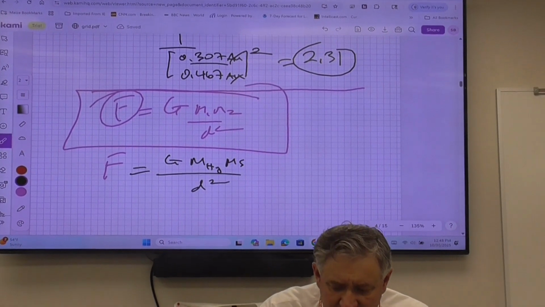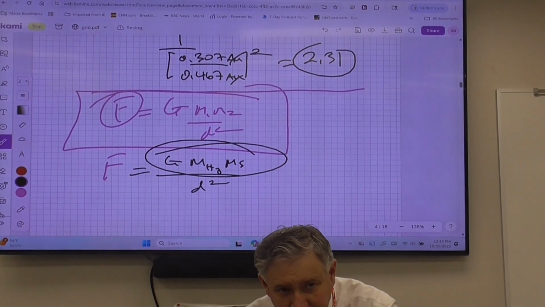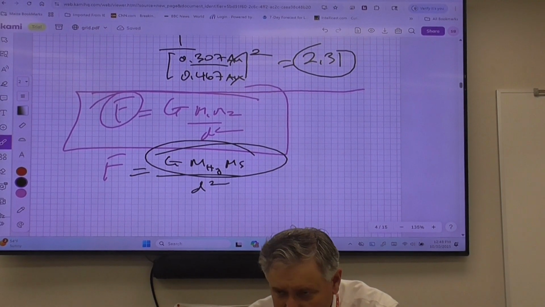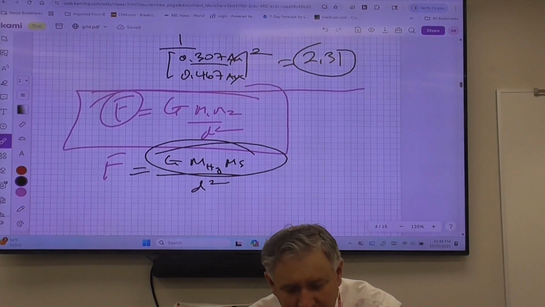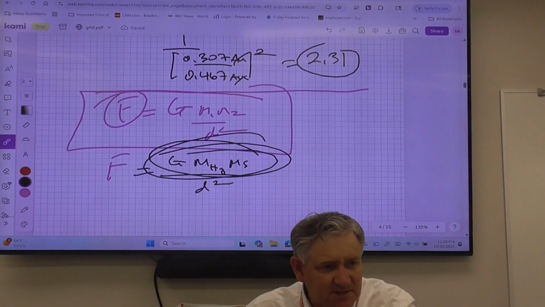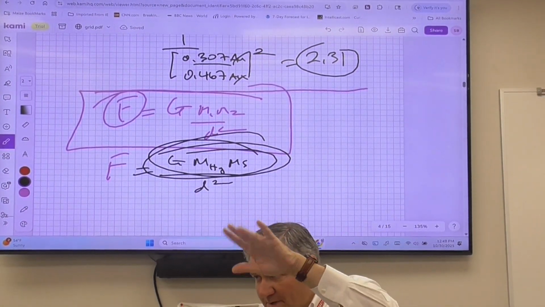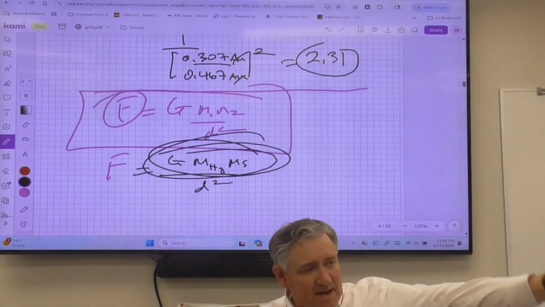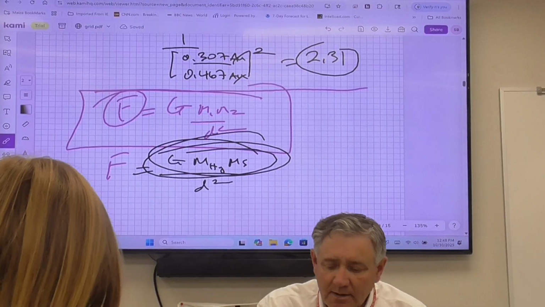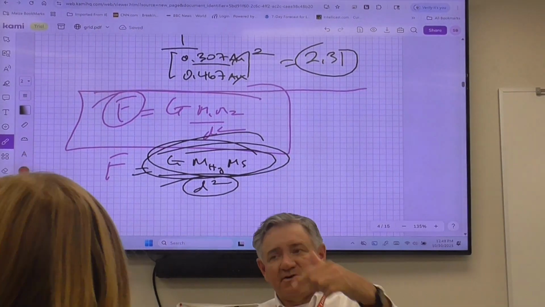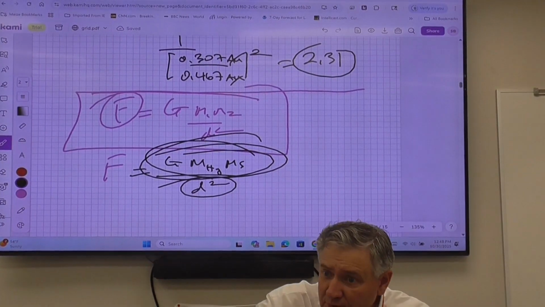So as Mercury goes around in its orbit, what happens to the value of big G? Stays the same. What about the mass of Mercury? Stays the same. Mass of the Sun stays the same. So the top number isn't going to change, because that's based upon a gravitational constant and the mass of the planet and the mass of our star. Fixed value on the top. Does distance change as Mercury goes around in its orbit? Yes. So that's what we just proved.